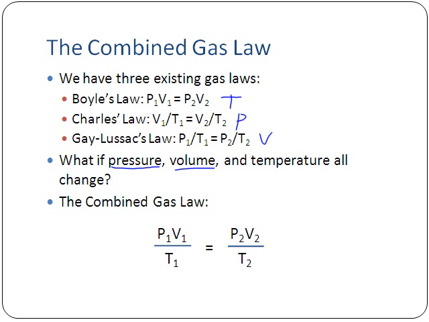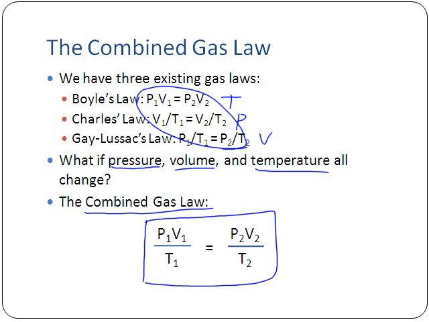We change the pressure and the volume and the temperature, and they all change. If that happens, you can't use Boyle's law or Charles' law or Gay-Lussac's law, but instead we can take all three of these and merge them together into a combined gas law, because it combines these three laws. And the combined gas law is what we have down here at the bottom. P1V1 over T1 equals P2V2 over T2.